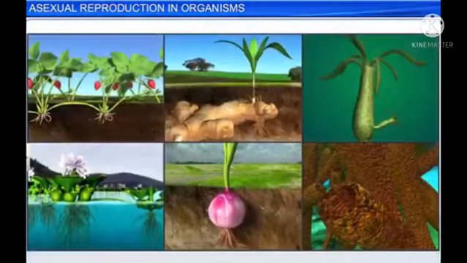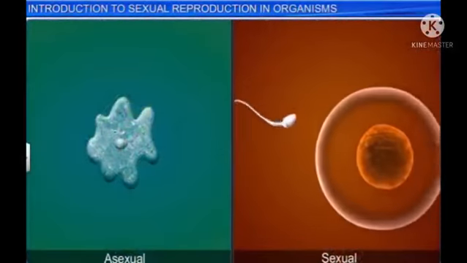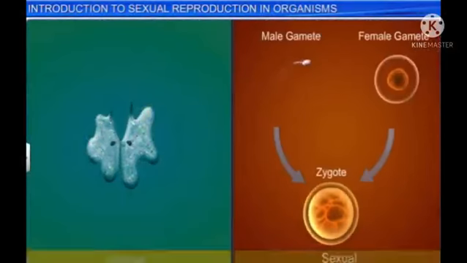Asexual reproduction, an important biological process that ensures continuity of life, occurs differently in different organisms. Reproduction, an important biological process occurring in living organisms, ensures continuity of life. Organisms reproduce either asexually or sexually.